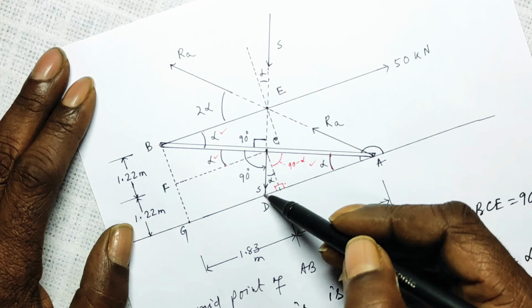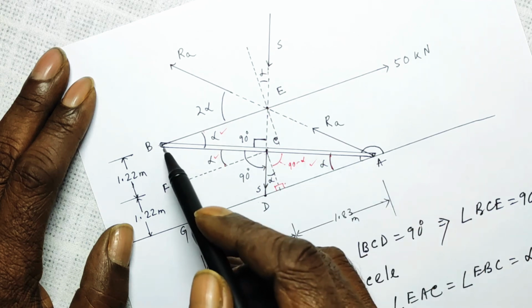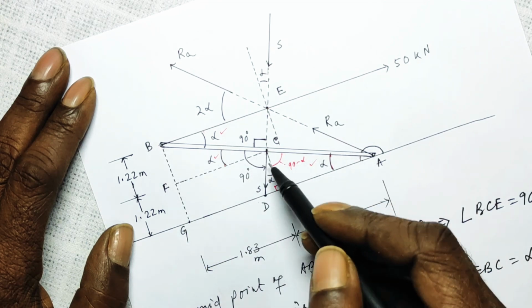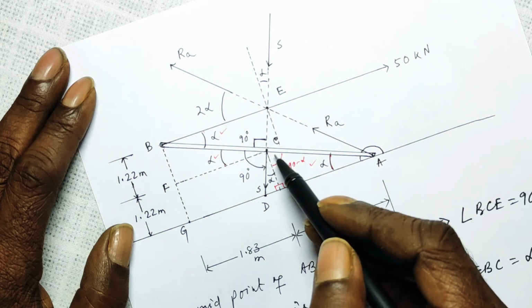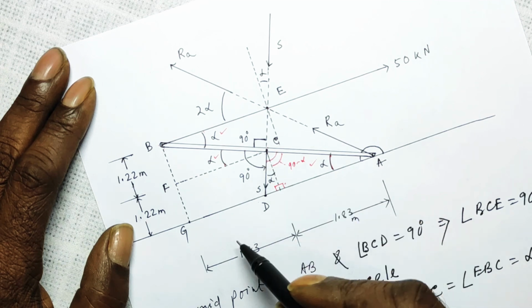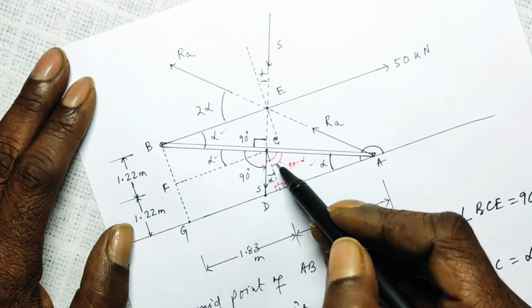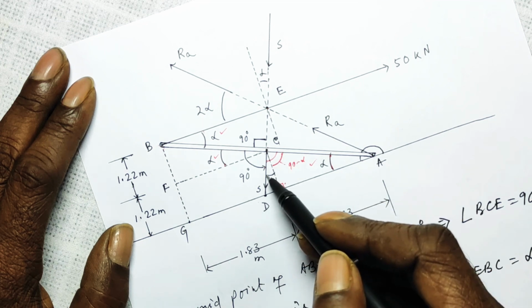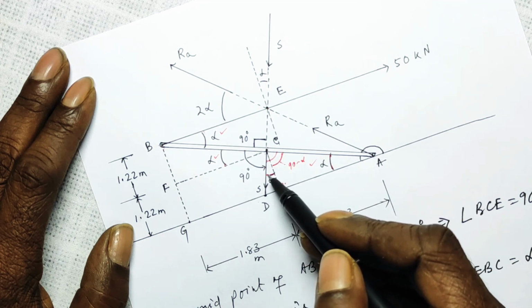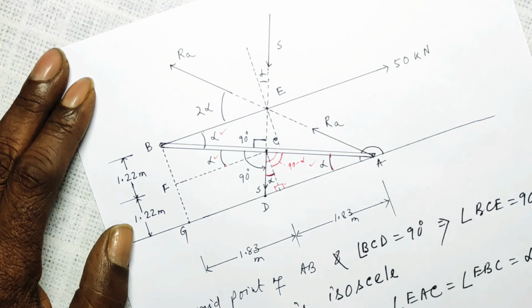Now this line is perpendicular to the bar, so this angle from here to here is 90. But this part from here to here is 90 minus alpha. Therefore we are left with alpha. This is alpha.